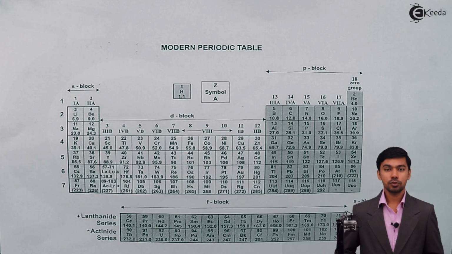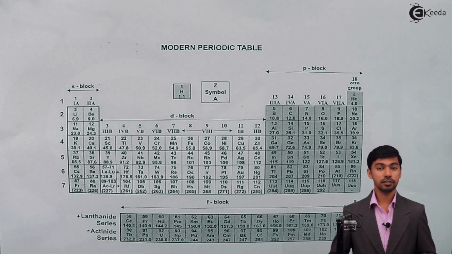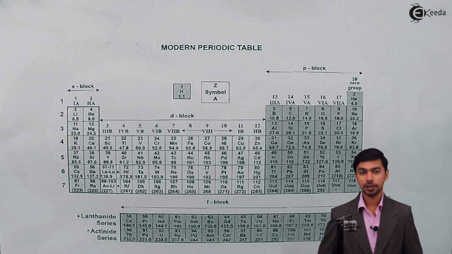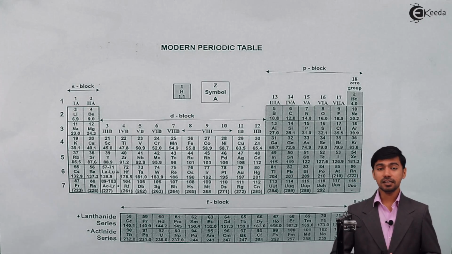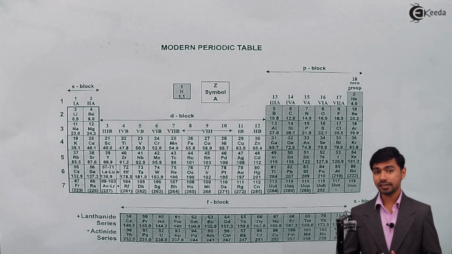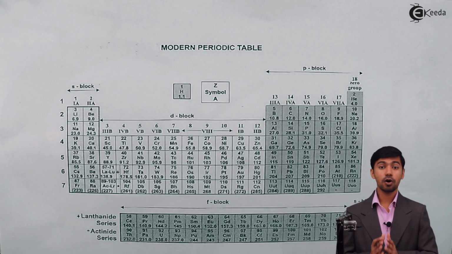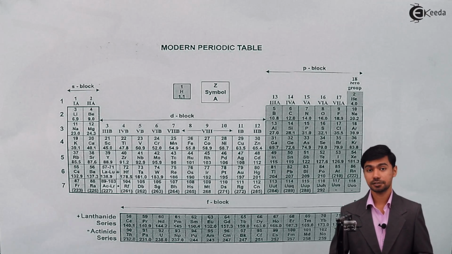Hello everyone. Today we are going to see about the modern periodic table. Do you know what the modern periodic table is? Yes. The modern periodic table is an integral part of science. Why? Because it contains an arrangement of every element discovered till date.